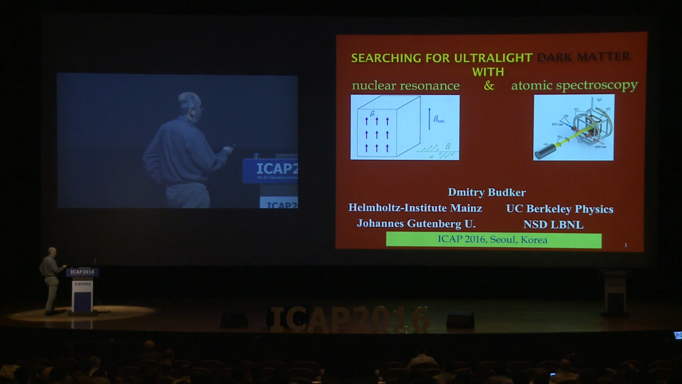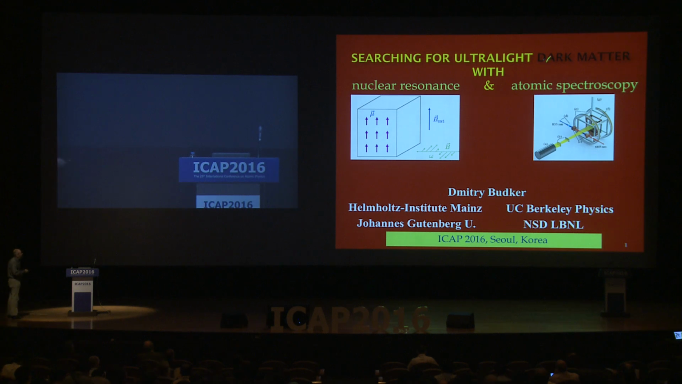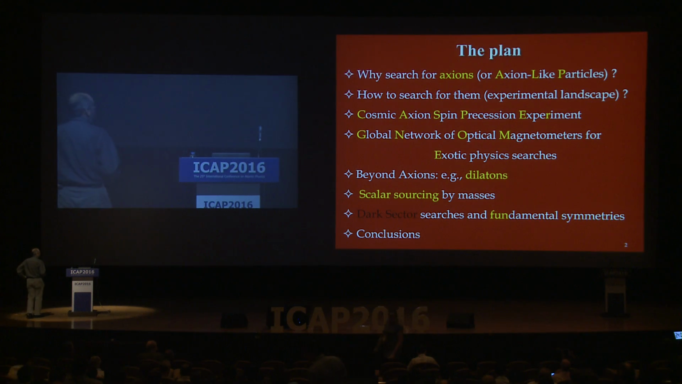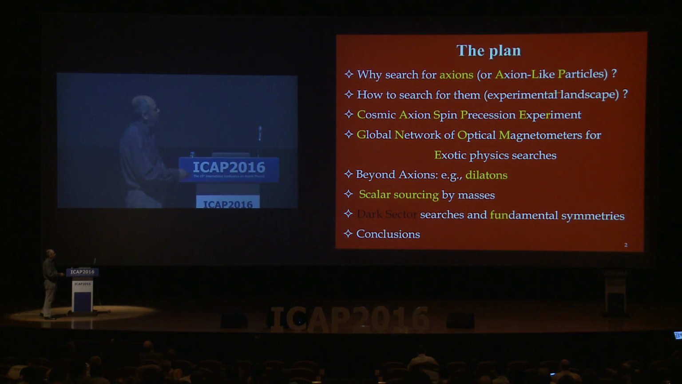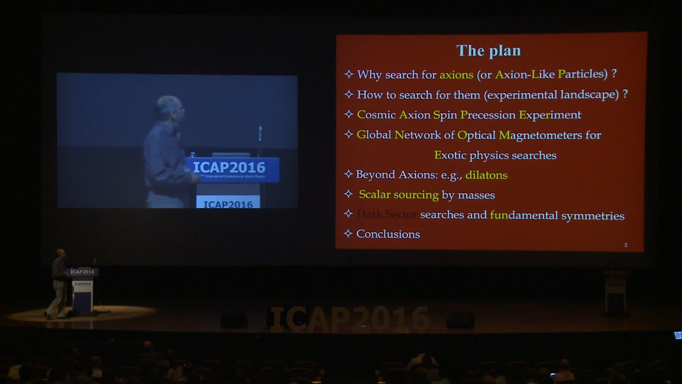So today, I would like to talk about searching for ultralight dark matter with nuclear resonance and atomic spectroscopy. My plan is to give a little bit of an introduction for atomic physics audience about what axions and axion-like particles are. And then I will give you sort of a map of the experimental landscape, how people look for axions. And then I'll move on to discuss some of the experiments that we are doing.